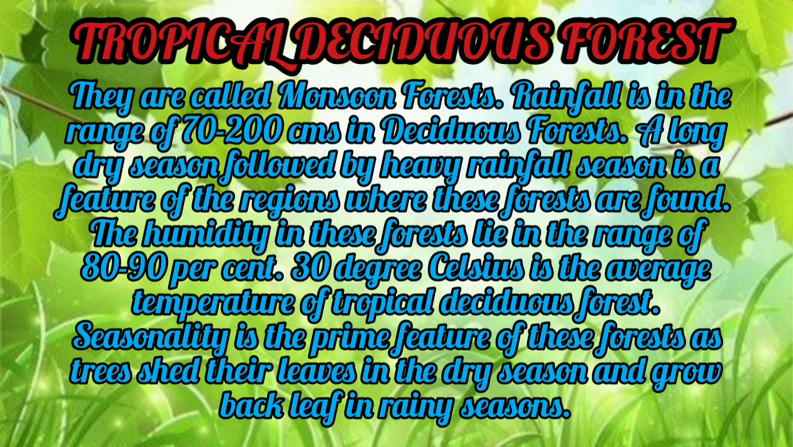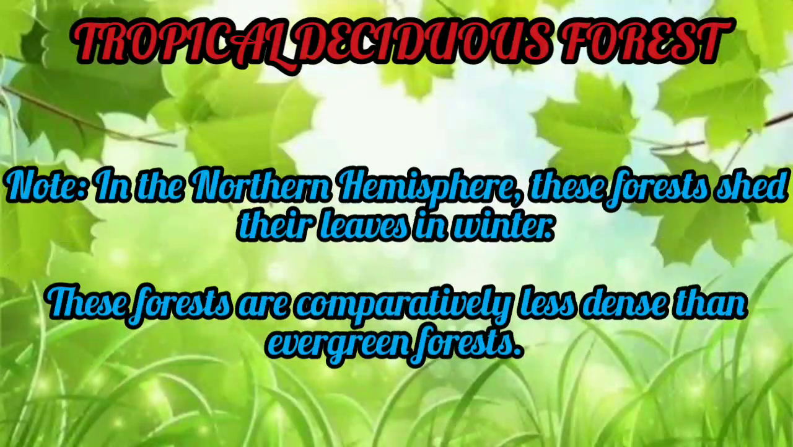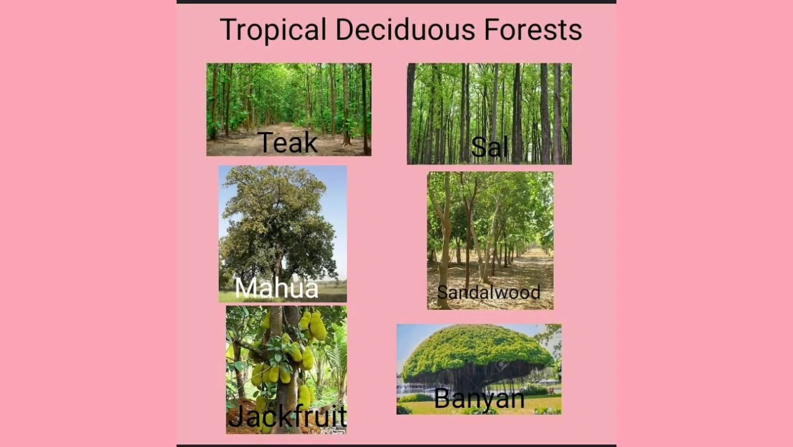Seasonality is the prime feature of these forests, as trees shed their leaves in the dry season and grow back the leaves in rainy seasons. Note: in the northern hemisphere, these forests shed their leaves in winter. These forests are comparatively less dense than evergreen forests. Here are some of the pictures of trees found in tropical deciduous forests, namely teak, sal, mahua, sandalwood, jackfruit and banyan.